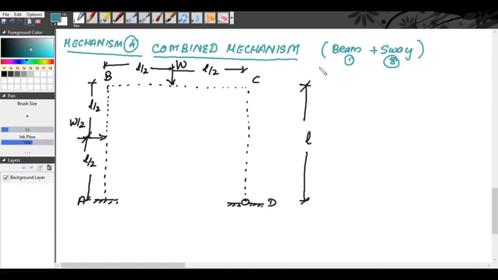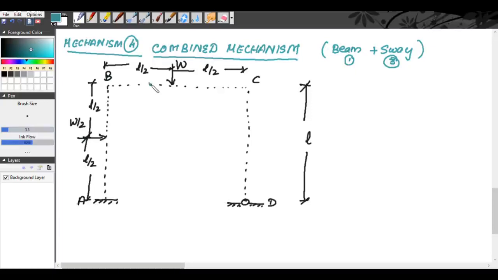It is a combination of beam and sway. So for the beam mechanism, we know there will be a hinge at B. Sorry, first of all, we will draw the sway mechanism, then we will go for the hinge mechanism. First of all we will go for the sway mechanism and then draw the beam mechanism, because of sway this beam will be shifted. So we will draw the sway first.